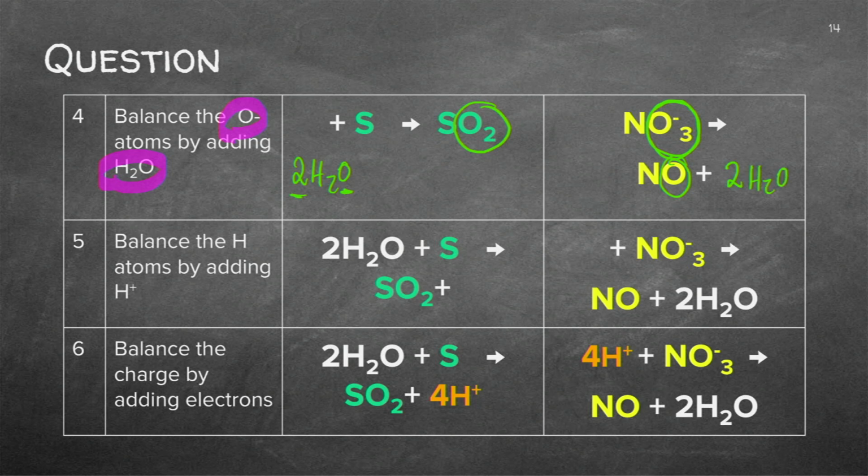Right, so I added 2 waters and 2 waters. Now we want to balance the hydrogens by adding H+. So I've got, can you see there, 4 hydrogens that side, so I'm going to put the 4 hydrogens this side. Here I added 4 hydrogens that side. Again, this will be 4 hydrogens.